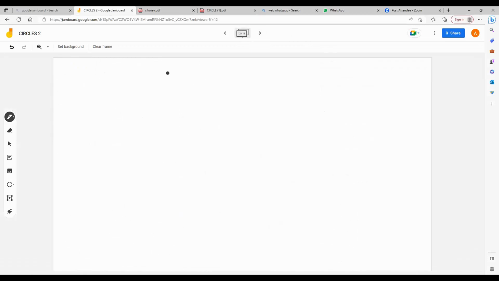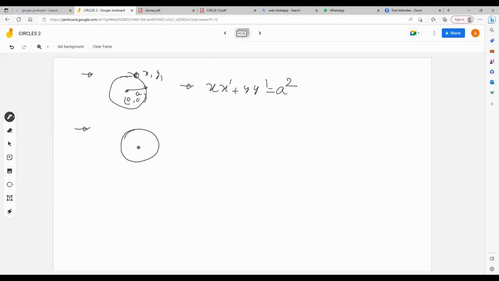To sum it up, this is a circle with center 0, 0 and radius a, and x1, y1 is a point on it. The tangent will be x x1 plus y y1 equals a square. Second, this is a general circle with center minus g, minus f, and x1, y1 is a point on it. Then the equation will be x x1 plus y y1 plus g(x plus x1) plus f(y plus y1) plus c equals 0.